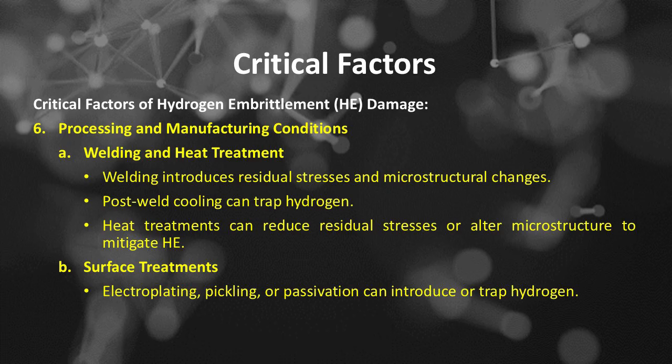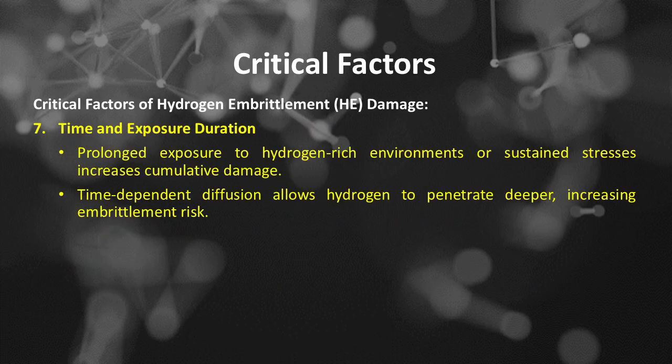Electroplating, pickling, or passivation can introduce or trap hydrogen. Critical factors of hydrogen embrittlement damage. Number 7 is time and exposure duration. Prolonged exposure to hydrogen-rich environments or sustained stresses increases cumulative damage. Time-dependent diffusion allows hydrogen to penetrate deeper, increasing embrittlement risk.